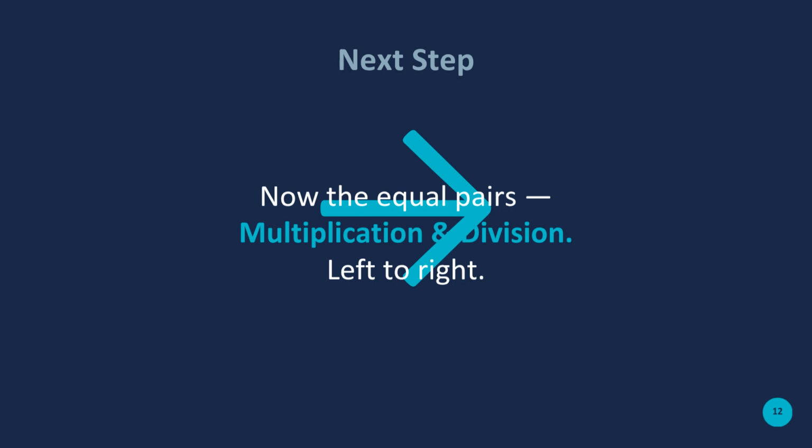Next step, multiplication and division. The equal pair. And the rule that catches people out the most. Left to right. See you there.